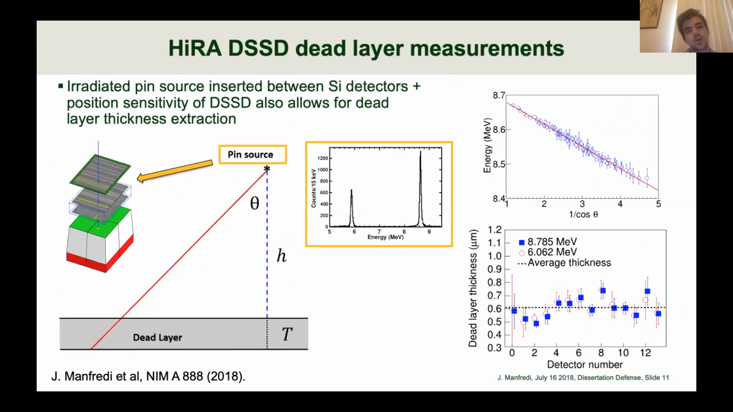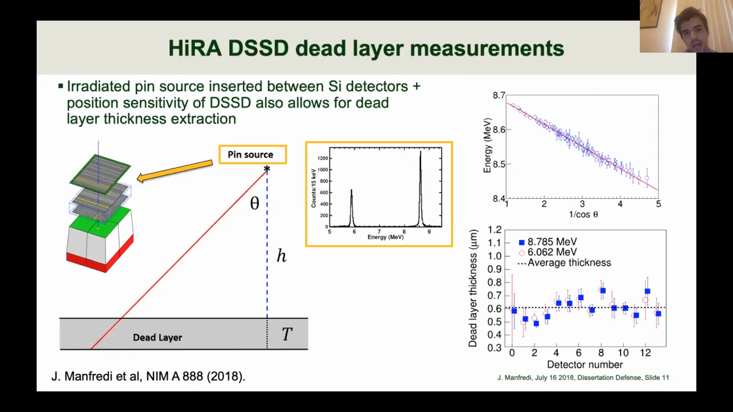I want to talk quickly about some calibrations we did. We did some pretty detailed characterizations of these HiRA detectors. One that we did was use an irradiated pin source inserted between these two silicon detectors in order to calibrate this thicker silicon detector. The idea is that, first of all, we don't want to have to take apart our detectors to do calibrations, because obviously then the calibration is not necessarily valid. Secondly, we know that on this double-sided silicon detector, or DSSD, there's a dead layer, and we'd ideally like to know how thick that dead layer is because it's going to affect our calibration.